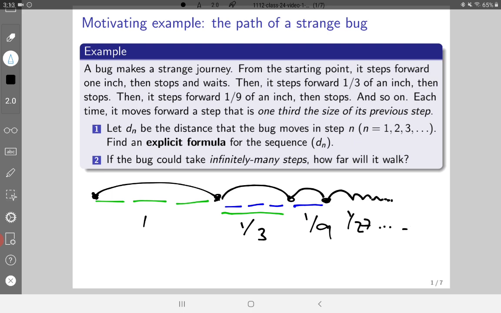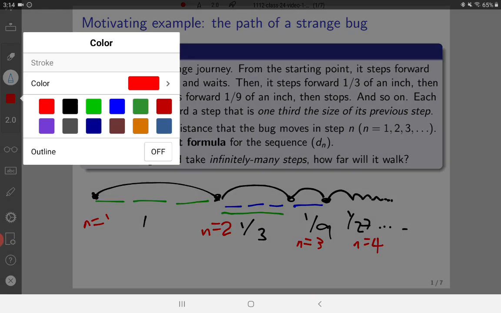We're going to answer two questions in the course of this video and generalize from what we observe in this example to make some more general statements of fact. But the first thing we're going to address is, what is the sequence happening here? If I let dn be the distance that the bug moves in step n, in other words, making n equals 1 the first step, n equals 2 the second step, n equals 3 the third step, and so on, then what is the sequence of those step sizes?